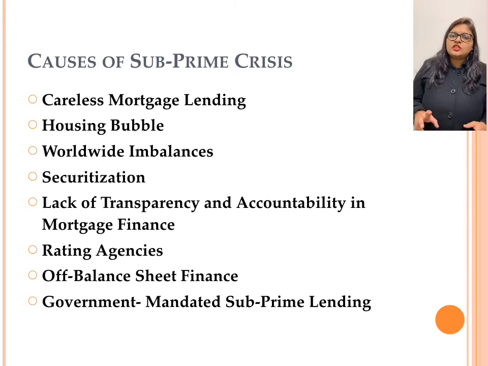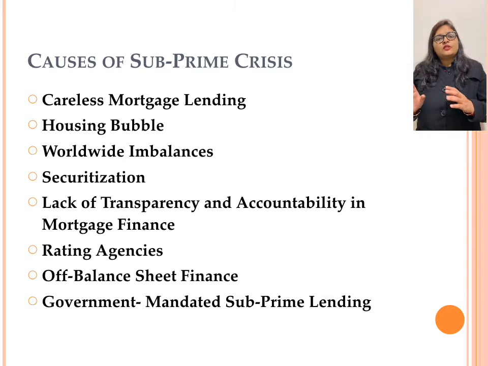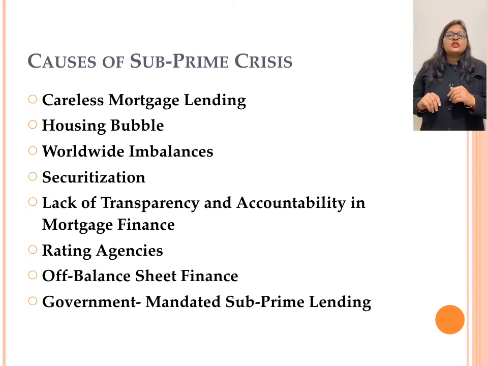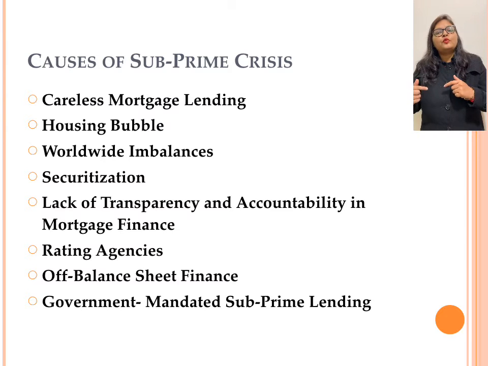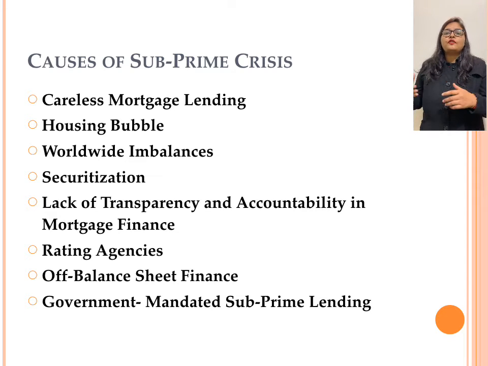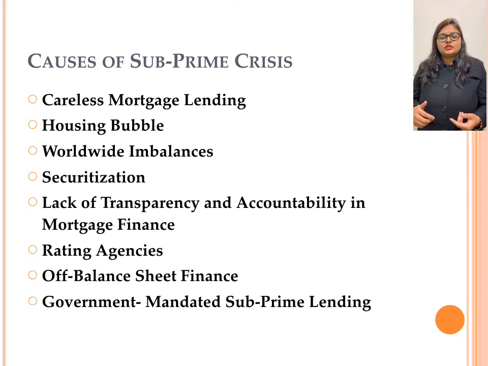Next is the rating agency. In subprime lending, the main reason was interest rate, and the second one is the rating agency. The ratings given by these agencies were very poor. They gave triple A to financial institutions who were not offering good loans to the customers.